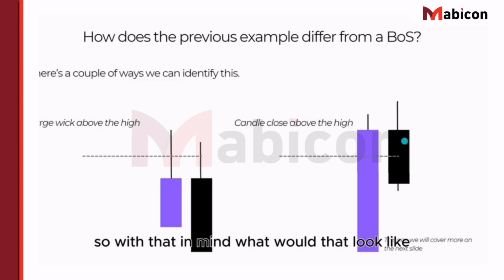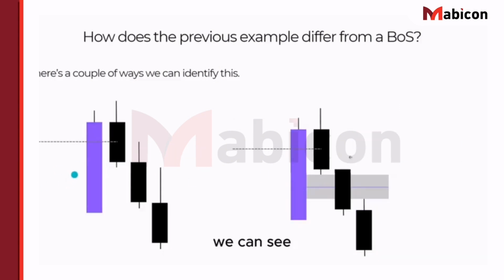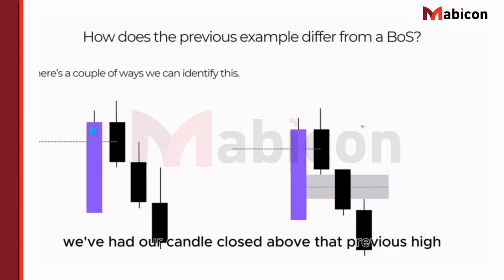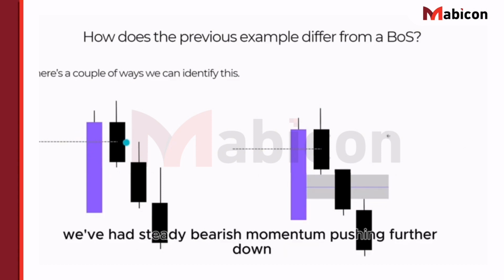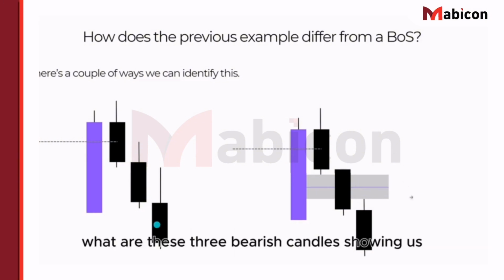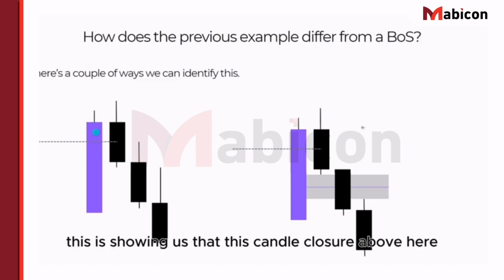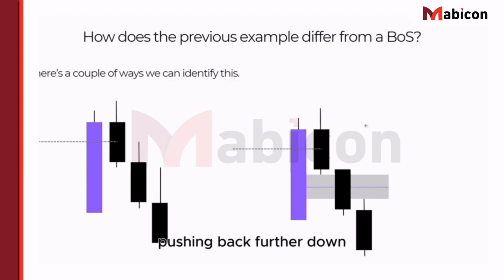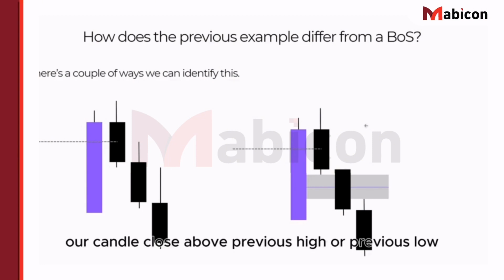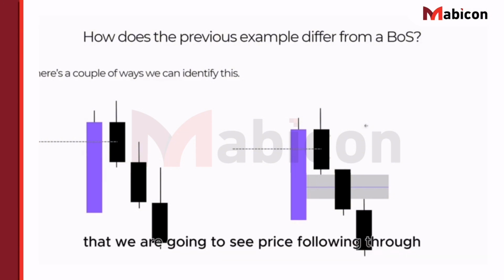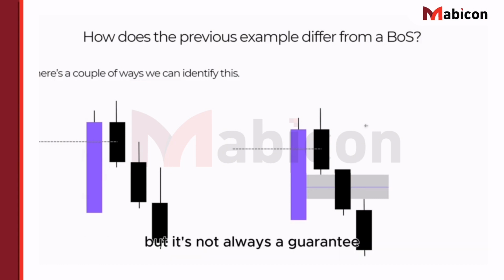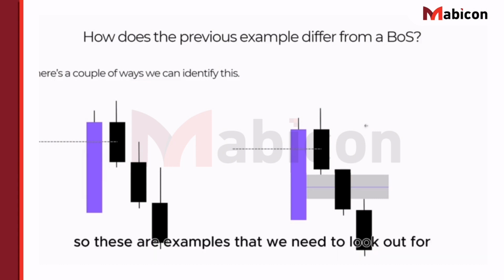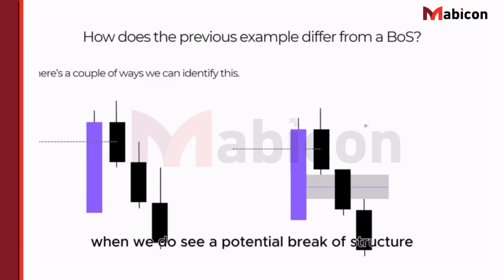So with that in mind, what would that look like? Just like the previous slide, we can see we've had our candle close above that previous high. And the very next candles after that, we've had steady bearish momentum pushing further down. What are these three bearish candles showing us? Quite simply, this candle closure above here cannot be sustained, and the momentum is likely going to continue pushing further down. A candle close above a previous high or a previous low is a strong indication that we are going to see price following through, but it's not always a guarantee. So these are examples we need to look out for when we see a potential break of structure.